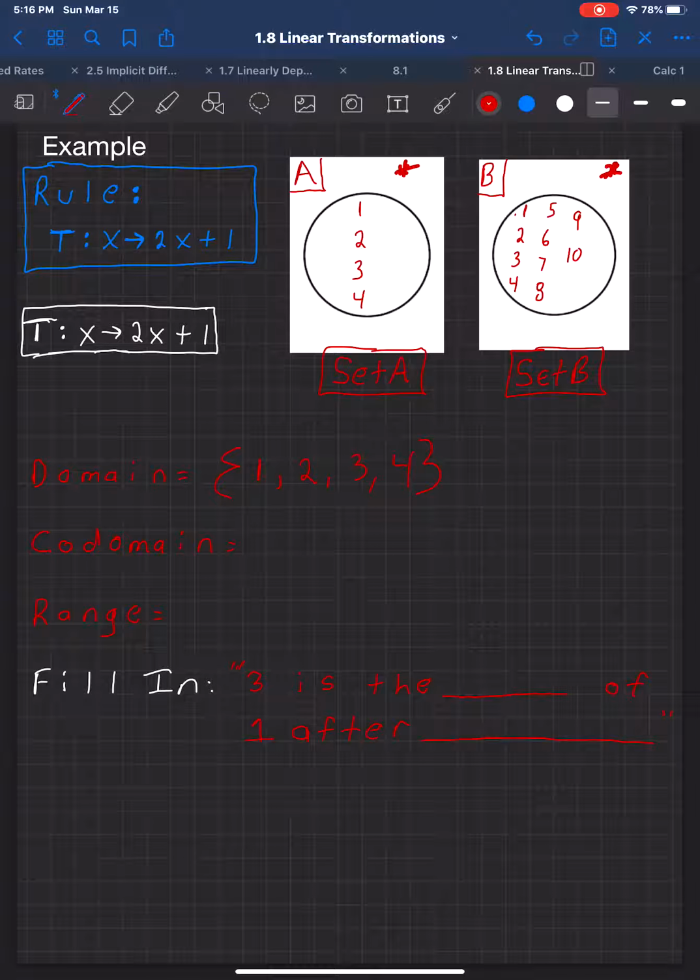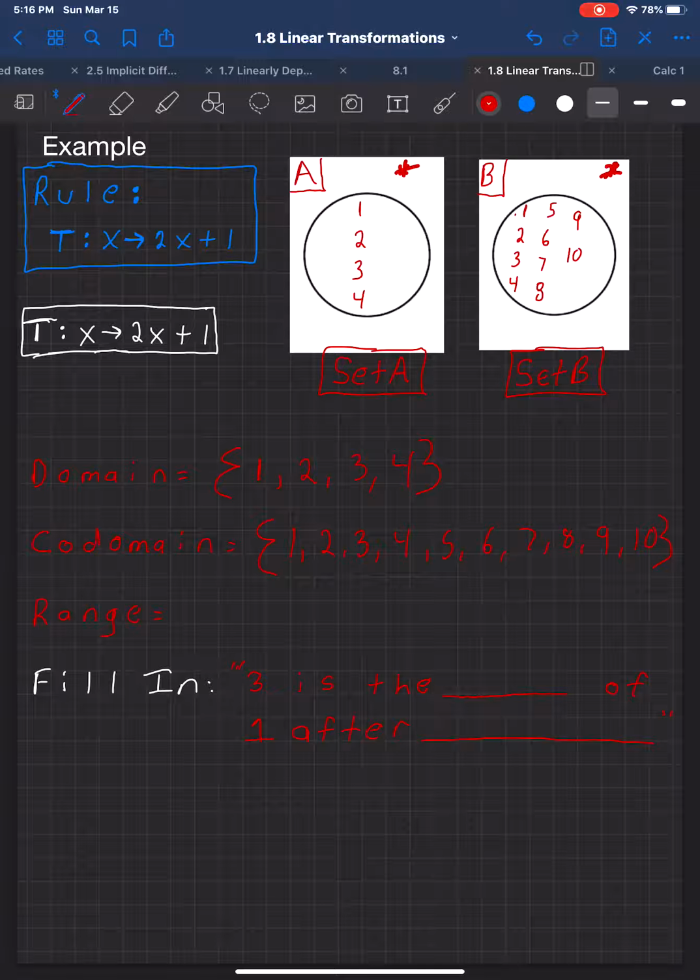Now, how many elements exist in set B? Well, we can write them. That would be the codomain. So we have 1, 2, 3, 4, 5, 6, 7, 8, 9, and 10. All of those numbers are in set B.